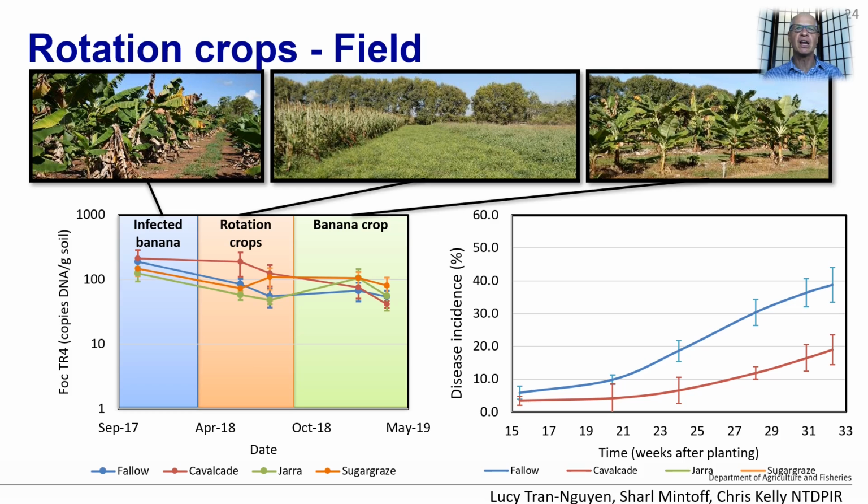Cavalcade was significantly slower to express the symptoms and had 20% expression by harvest. The jarrah grass was more rapid, reaching 50%, and the sugar graze intermediate. While the rotation crops didn't reduce the pathogen in the soil, as all treatments were equally infected, the cavalcade did slow the expression of the disease.